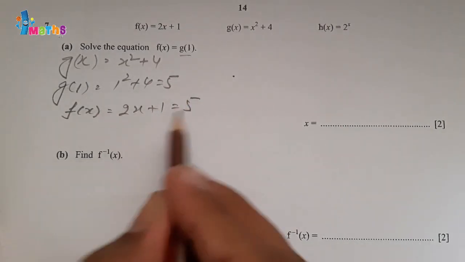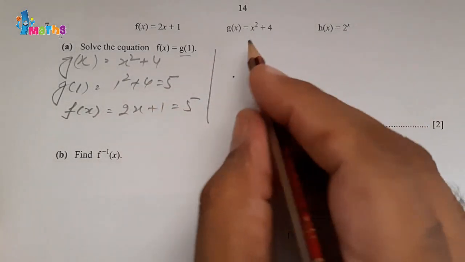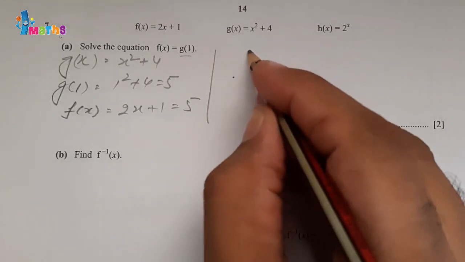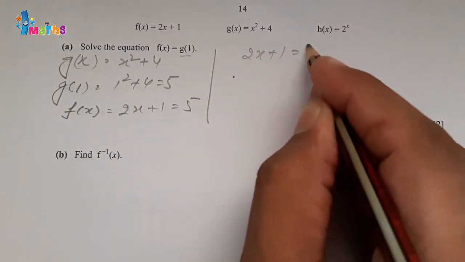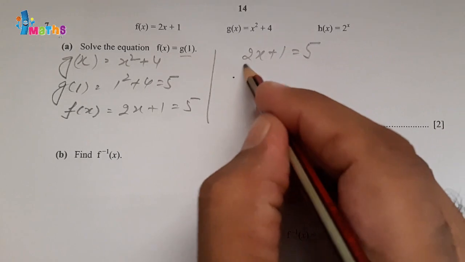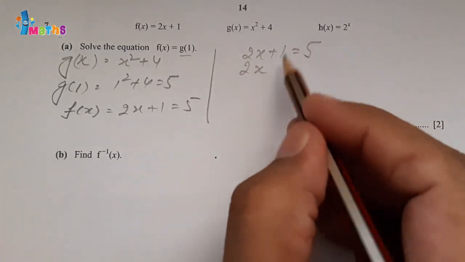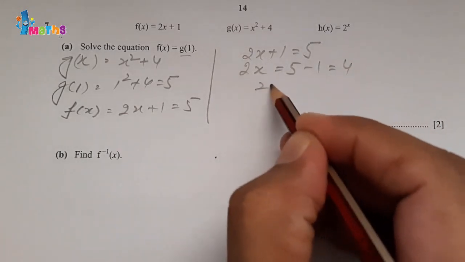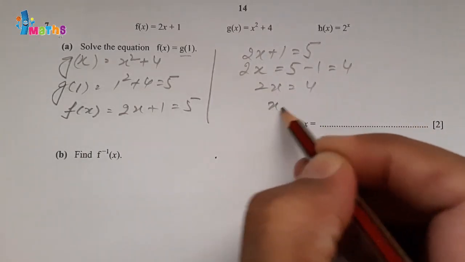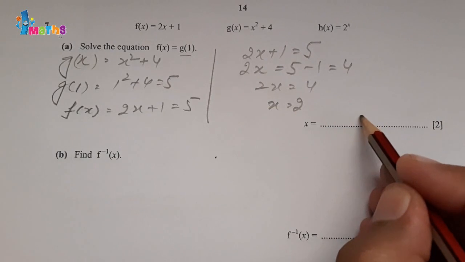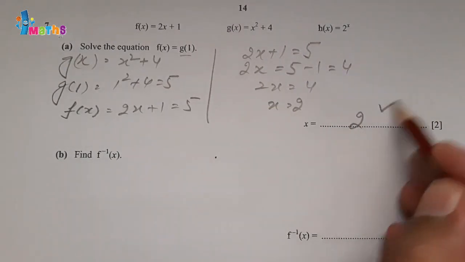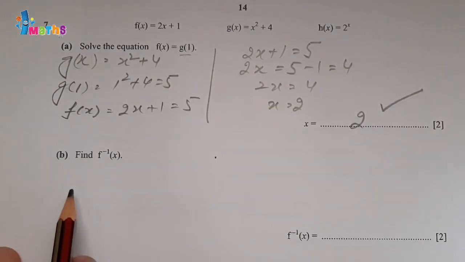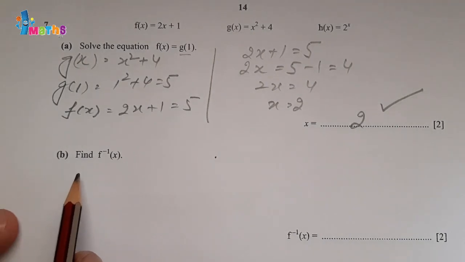So now we will solve this equation. 2x plus 1 is equal to 5, we will shift 1 to the other side, so 2x is equal to 5 minus 1, which is 4. So 2x is equal to 4 means x is equal to 2. So our answer will be 2. Next part is find f inverse of x.